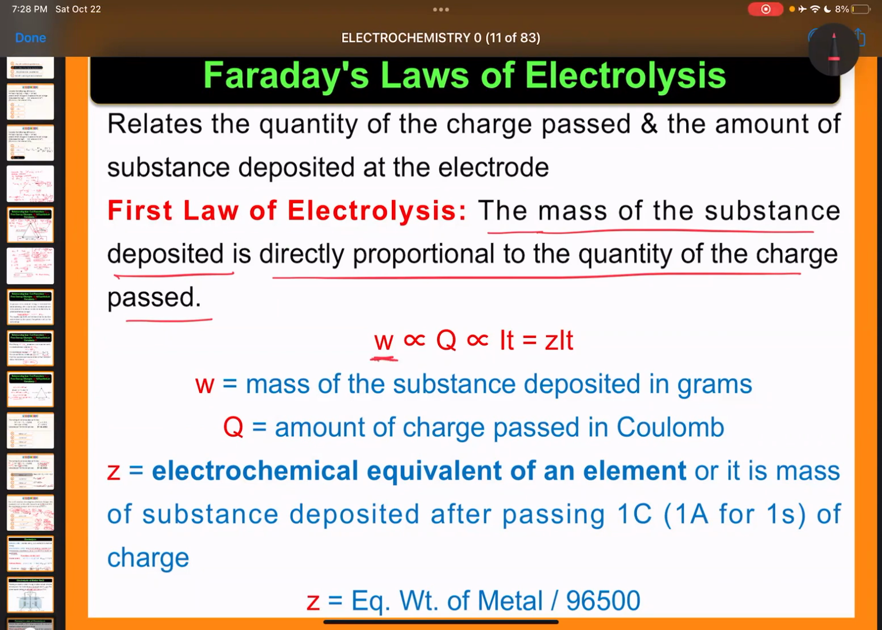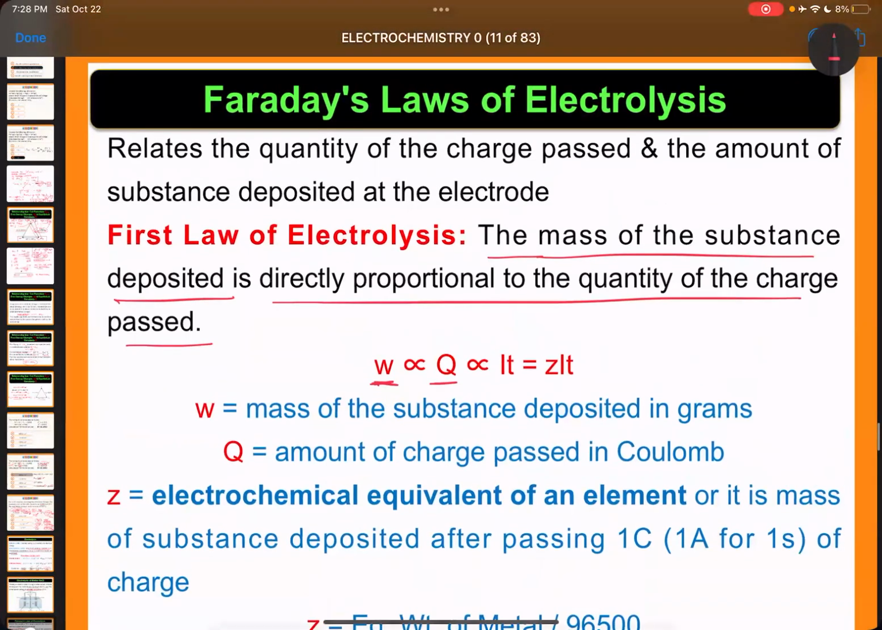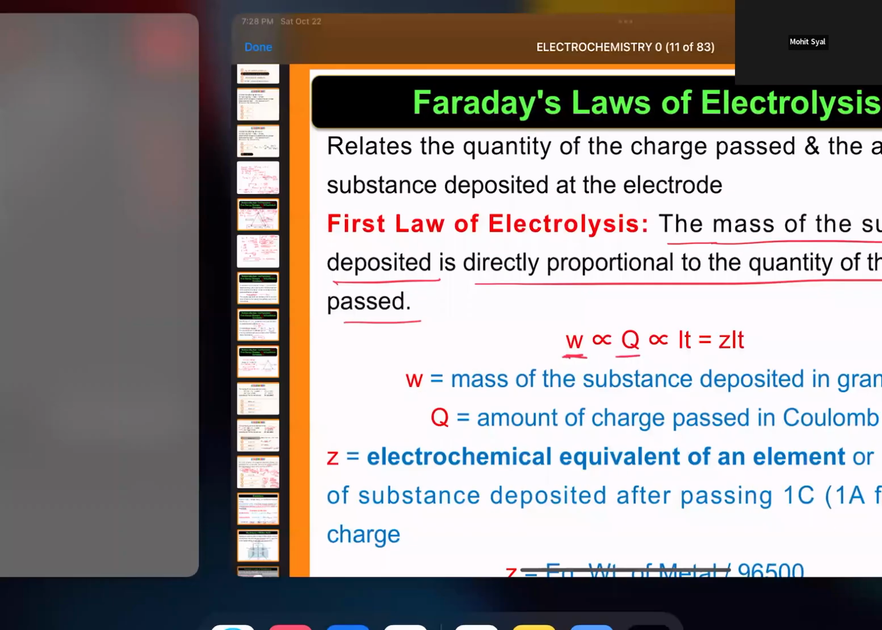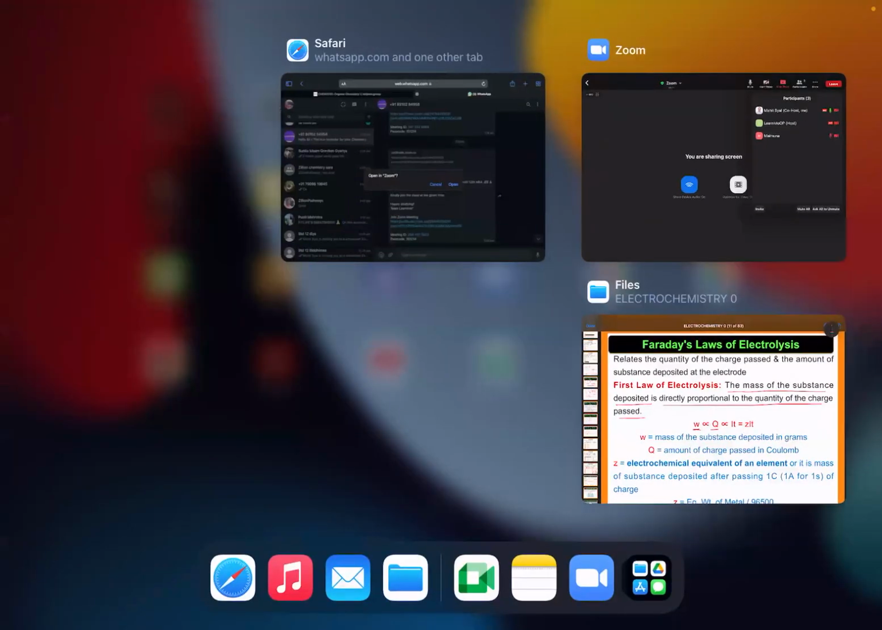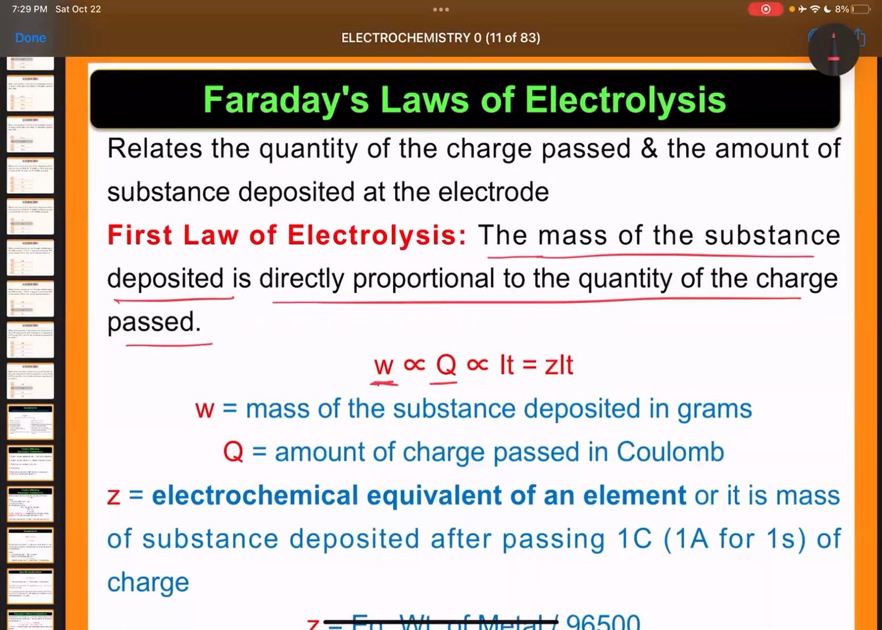So W is the mass of the substance deposited, and it is directly proportional to the charge Q. Is it clear? Okay, and the charge is I into T. It is ampere into the time. Time should be in seconds, to calculate the amount of charge passed. So how much amount of substance is going to form? The amount of substance which is going to form is directly proportional to the amount of charge which is passed through the electrolytic cell. So W is proportional to Q. Is it clear?